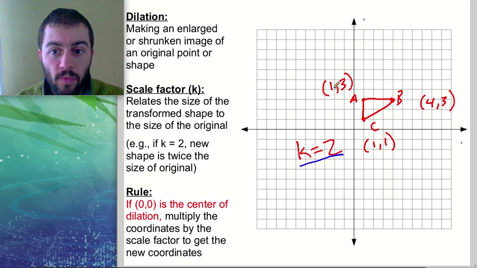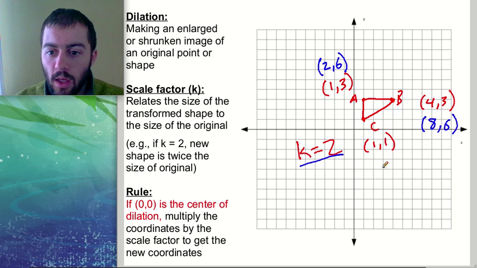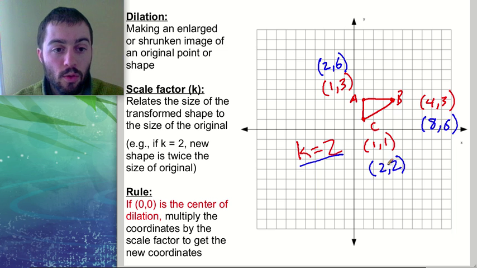So all we're going to do here is multiply each of these coordinates by the scale factor, which in this case is 2. So if we take our point A and we multiply the coordinates by 2, that would give us a point 2, 6. If we take point B, that would give us a point of 8, 6. And point C, that would be a point 2, 2. All right, so if we want to find our new image shape and where that's going to be located on the coordinate plane, we now have the coordinates to do so, and we just have to plot these points and connect the dots to make our new shape.